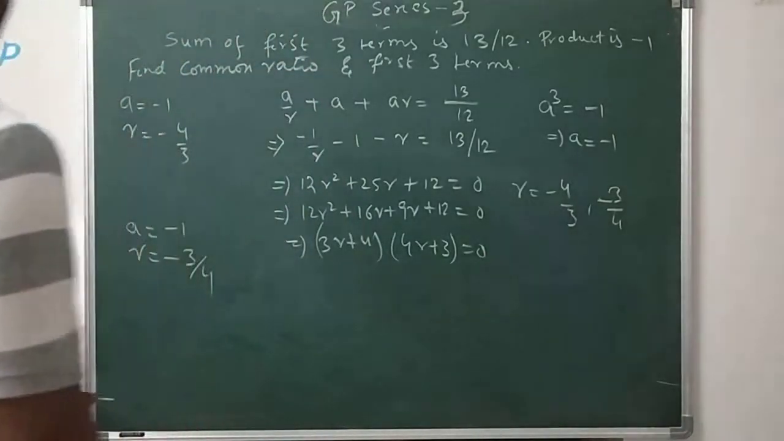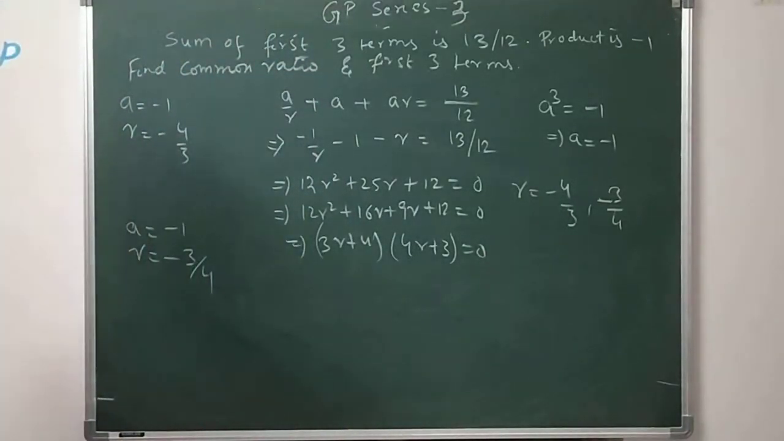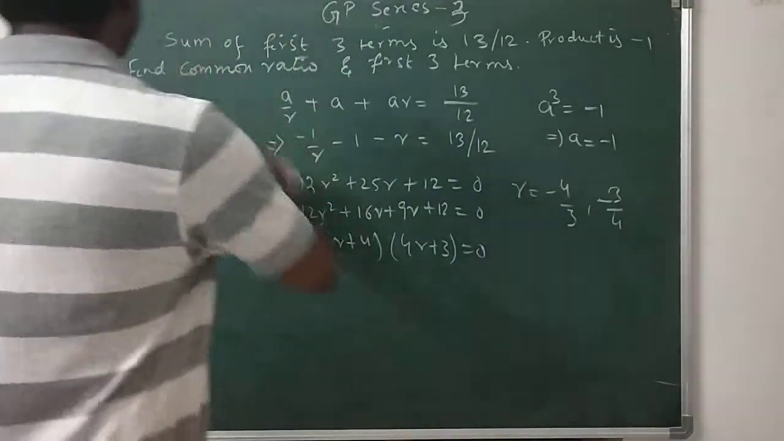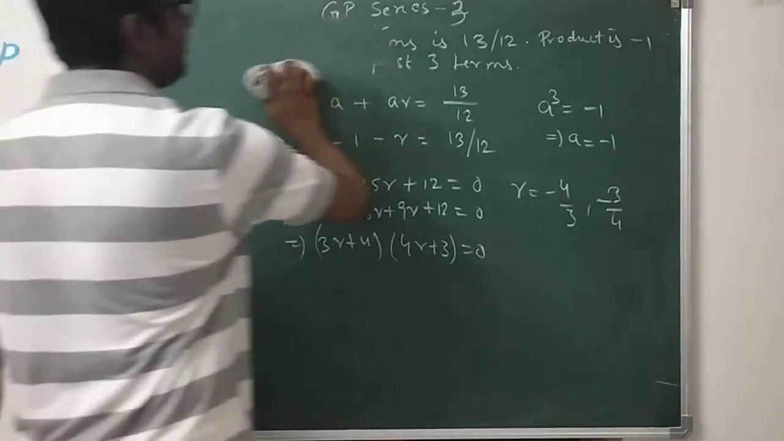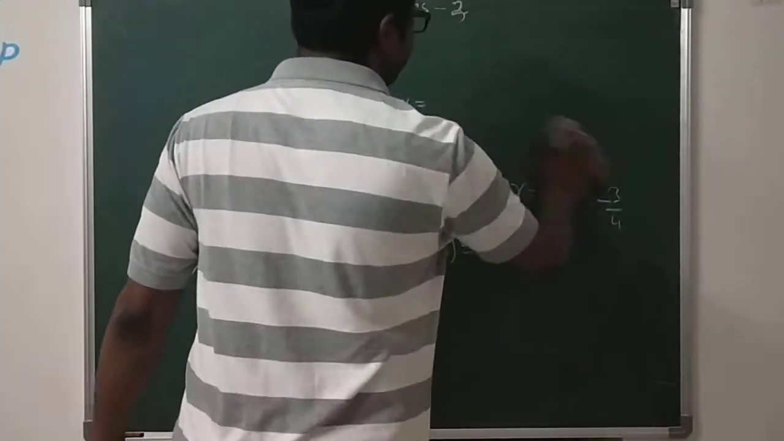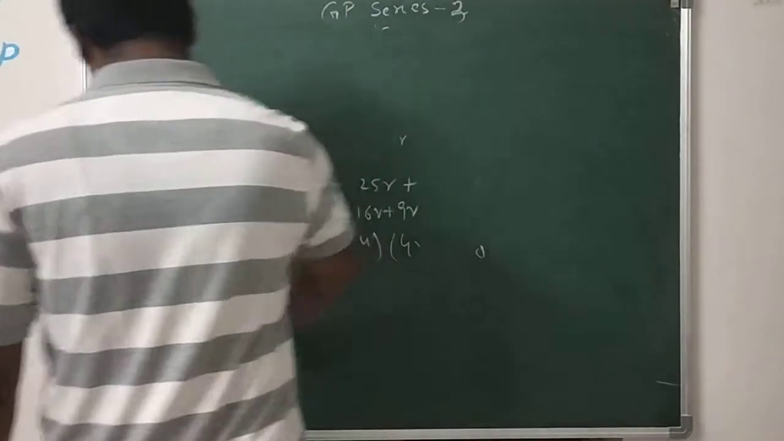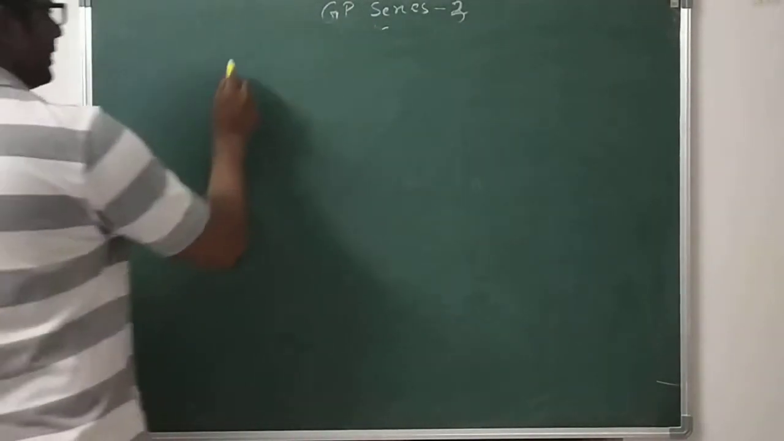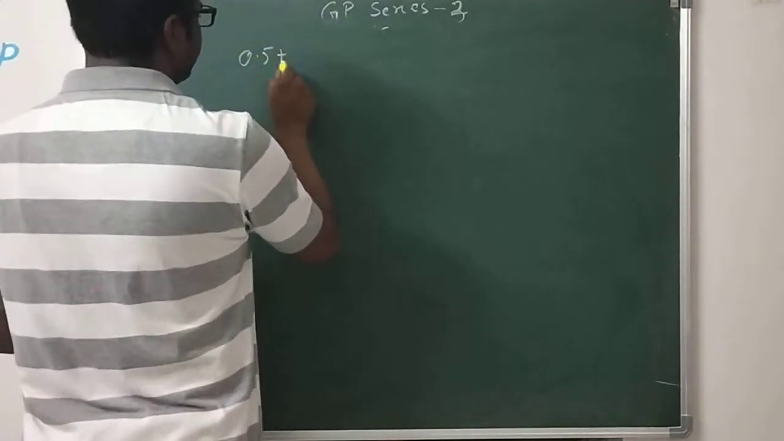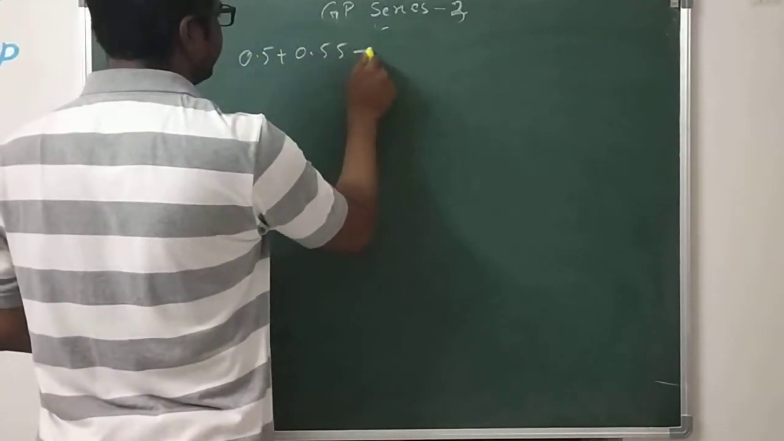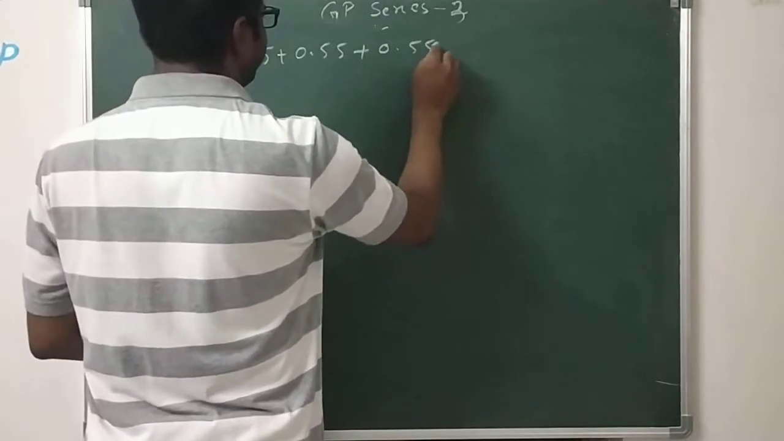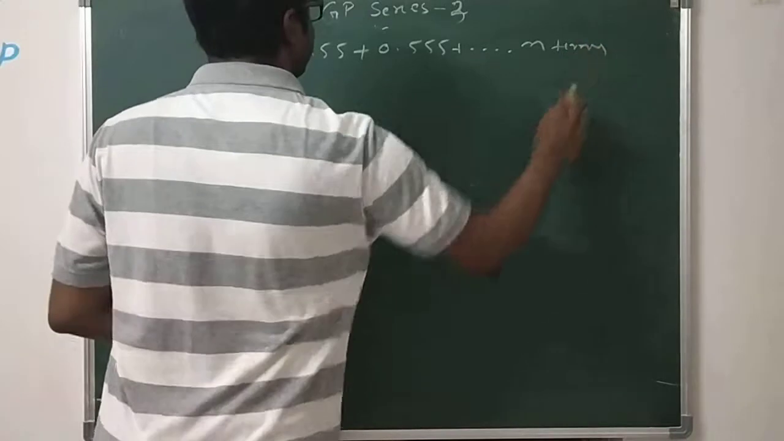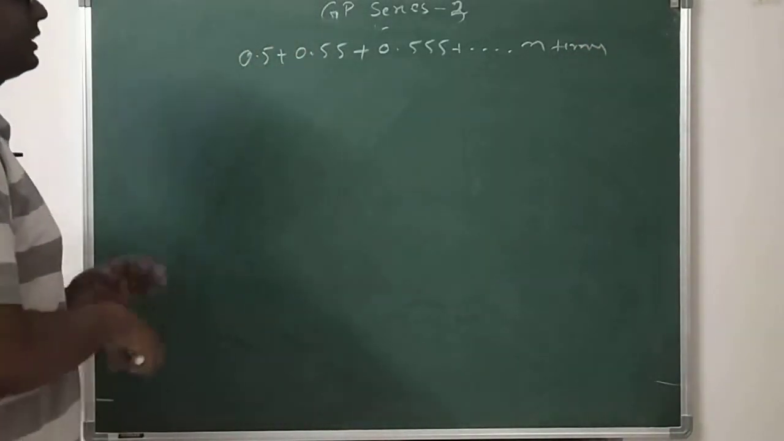So again I am repeating this problem. This important problem has come in various examinations of various schools many times. Our next problem, one of our favorite problems done many times in class, so let us repeat once again. Let's take this as 0.5 plus 0.55 plus 0.555 plus n terms. Very common problem in various schools again.